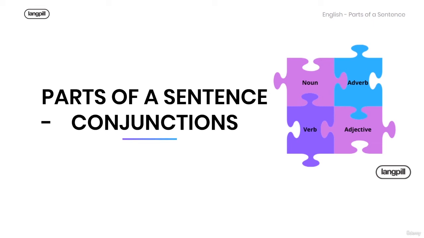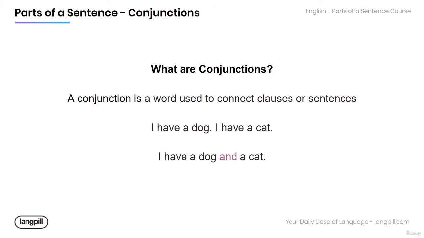All right, in this lesson, we'll talk about conjunctions. So what are conjunctions? A conjunction is just a word that we use to connect a clause, which is like a semi-sentence, part of a sentence, or to use to connect two sentences. So our example here, we have two sentences. I have a dog, I have a cat.